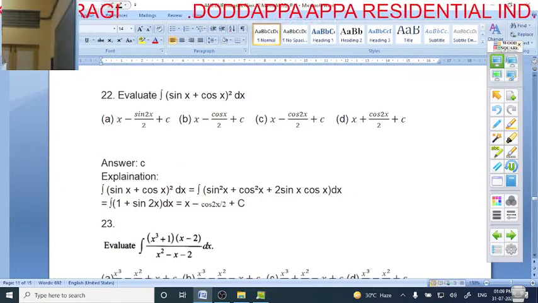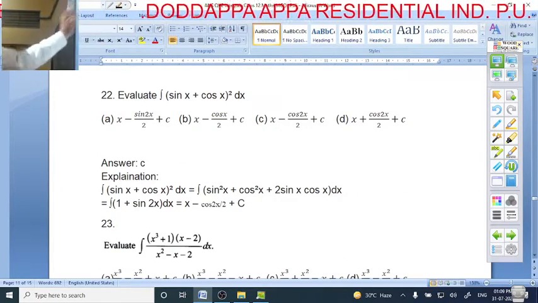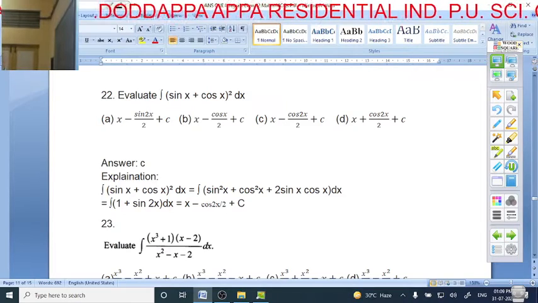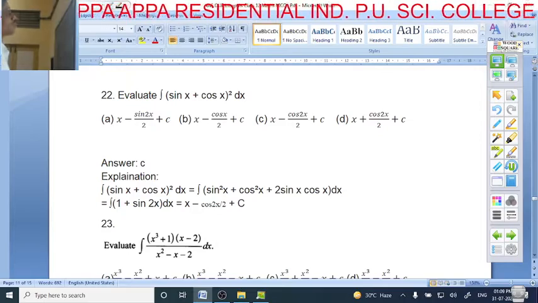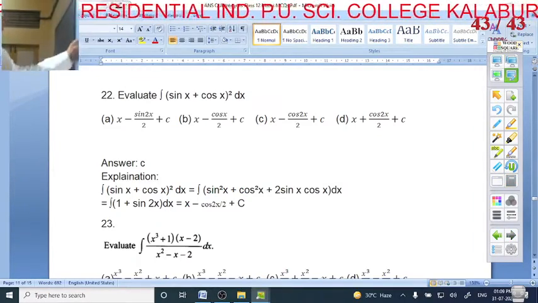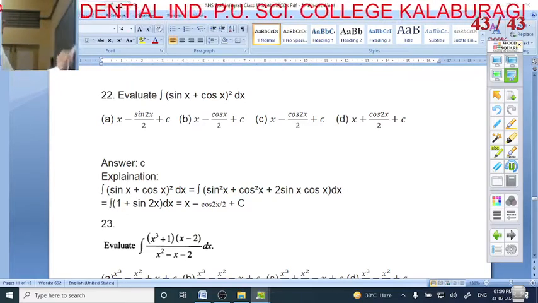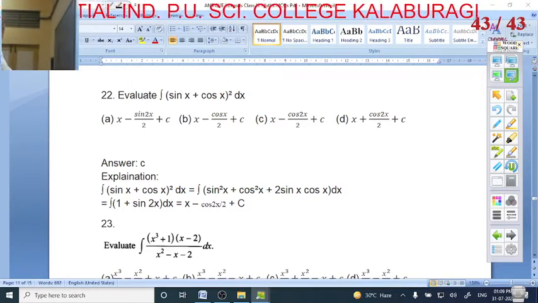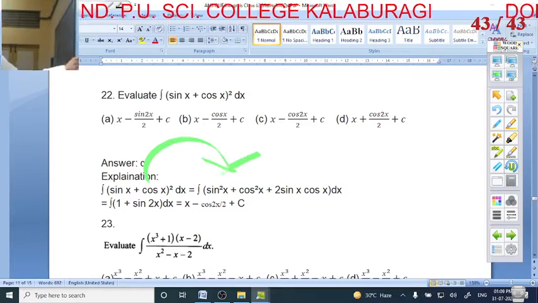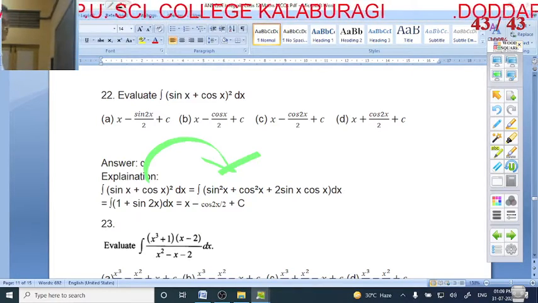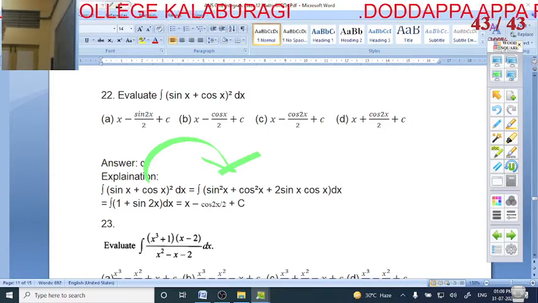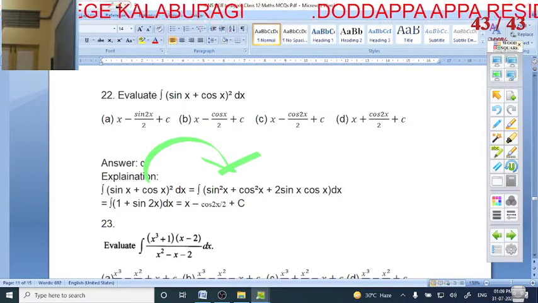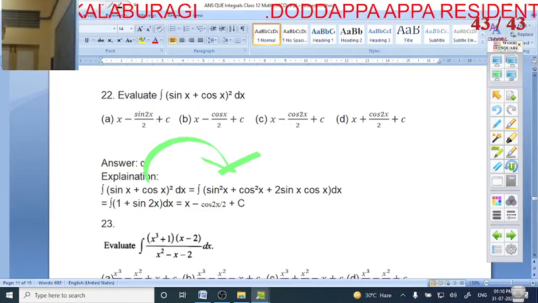As sin x plus cos x whole raised to square is there, you can't integrate directly. You use the a plus b whole square formula. Sin square x plus cos square x is 1, plus 2 sin x cos x, which is sin 2x. The integration of 1 is x, and of sin 2x is minus cos 2x divided by 2. Hence, option C is correct.